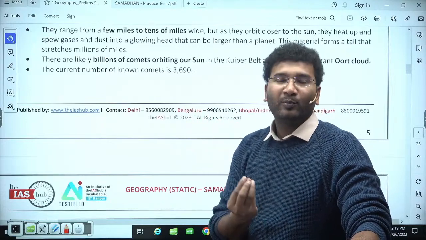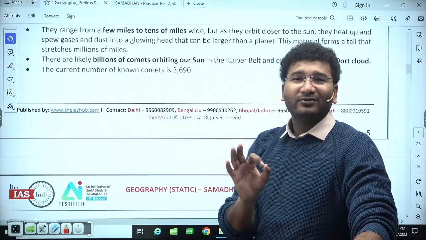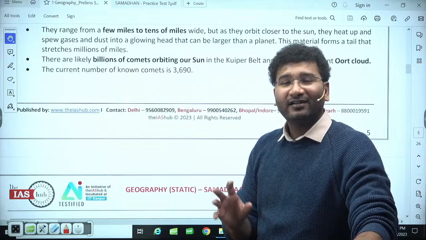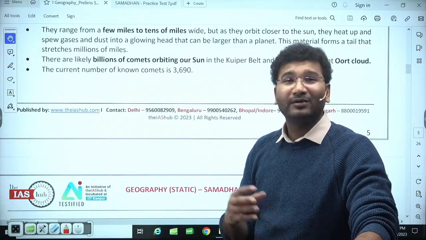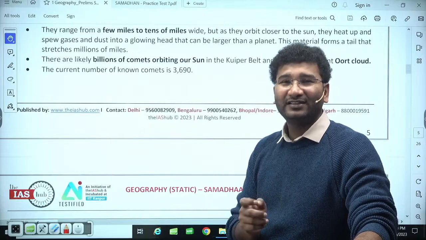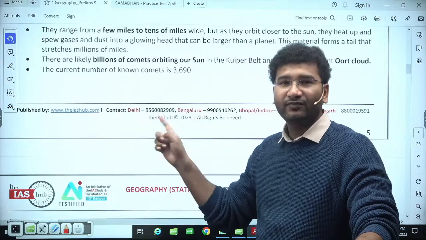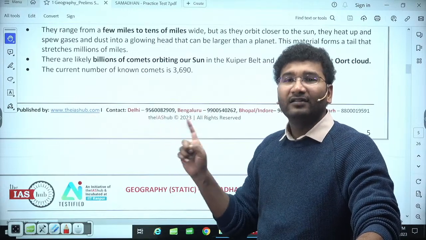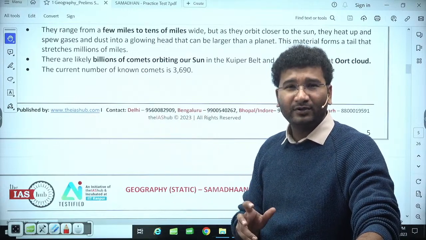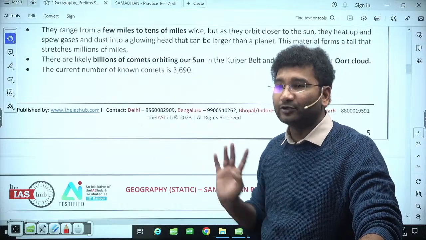Now depending on the gases present within the comet, you will see the color of the comet. Sometimes this color can be green, sometimes red, sometimes blue. Based on that color, they are called by that name. So in recent times a green comet which was coming near the sun was seen from the earth, and because of that they estimated that this green comet is also coming near the earth. That is why this was in the news.